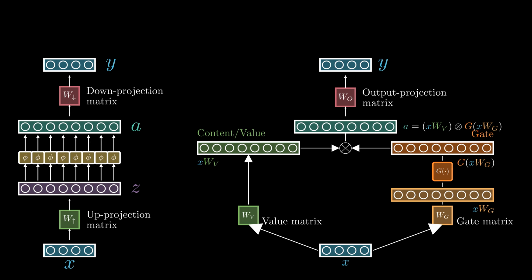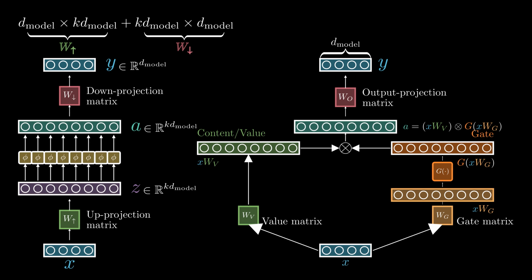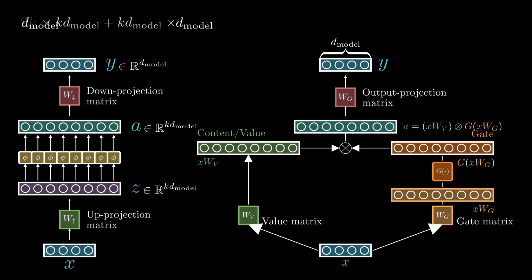We denote the input and output dimensions as D model. This is the dimensionality of the token embedding vector. The dimensionality of the hidden vector is usually higher, say k times the D model. A typical choice for k is 4. Ignoring bias terms, a standard 2-layer MLP has 2 weight matrices, WUp of size D model by k D model, and WDown of size k D model by D model. Combined, we have 2k times D model squared.